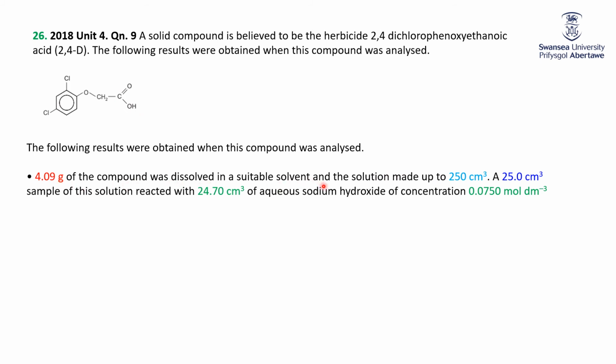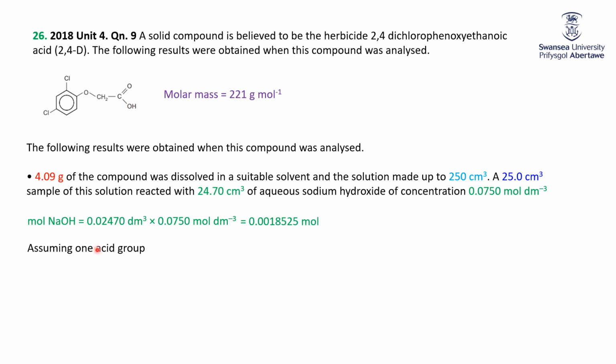4.09 grams of compound dissolved in suitable solvent, solution made up to 250 cubic centimeters, and 25 cubic centimeters of this reacted with 24.7 cubic centimeters of aqueous sodium hydroxide of concentration 0.750. Well, of course, sodium hydroxide reacts with the acid group. Moles of sodium hydroxide is the volume, 0.0247 cubic decimeters times 0.075 moles per cubic decimeter, which is 0.0018525 moles. Seeing as how we're assuming there's one acid group, that means that the moles of the compound are 0.0018525 moles. Now, that was in 25 cubic centimeters.